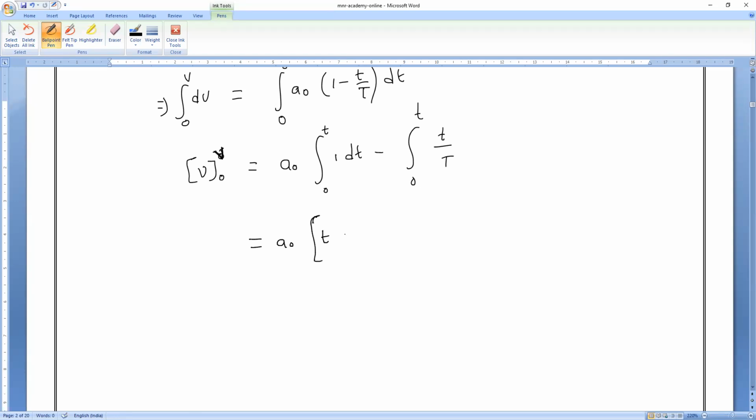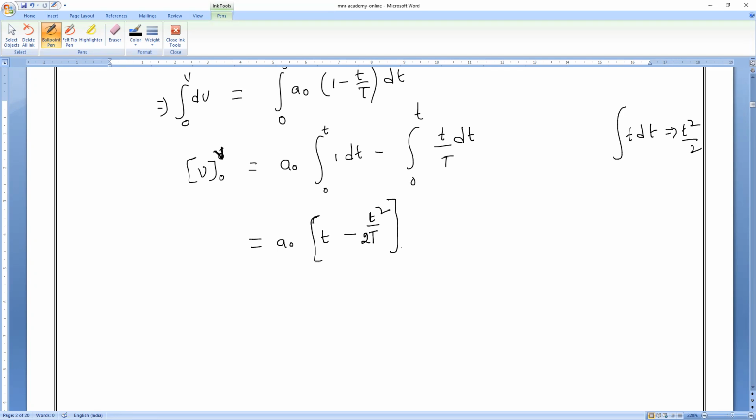Next, again I am applying integration of t by T. Forget about the capital T, so we'll keep capital T here. So 1 by capital T, integration of t dt. What will happen? t square by 2. t square by 2. So I'll write this one as t square by 2T.